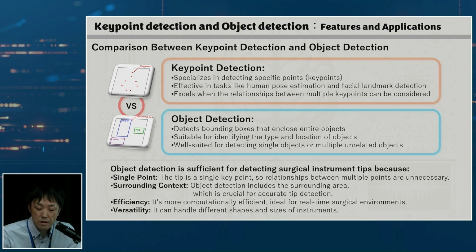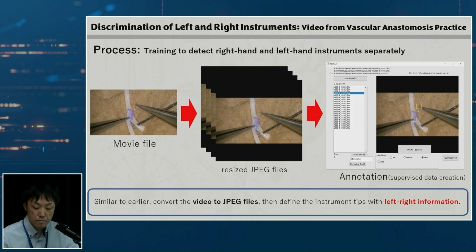The main reason we adopt object detection is that this method can effectively capture the single important point, the surgical instrument tip. Since there is no need to consider relationships between multiple points for the instrument tip, object detection is optimal. Also, computational efficiency is important in real-time surgical environments, and object detection excels in this aspect as well. Considering these advantages comprehensively, we decided to adopt object detection for surgical instrument tip detection in our research.